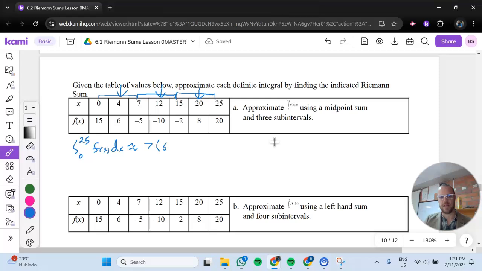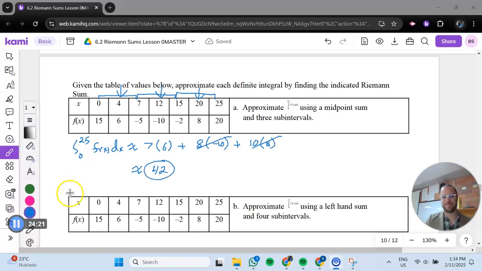7 times a height of 6, because that's our f of midpoint, f of 4, plus, this time from 7 to 15, we had a width of 8, and we had a height of -10. And then for our last one, we had from 15 to 25 a width of 10 and a height of 8 being that midpoint. So if I put all of those things together, let's see. Well, these ones are going to cancel out because they're positive 80 and negative 80, so we just get 42.